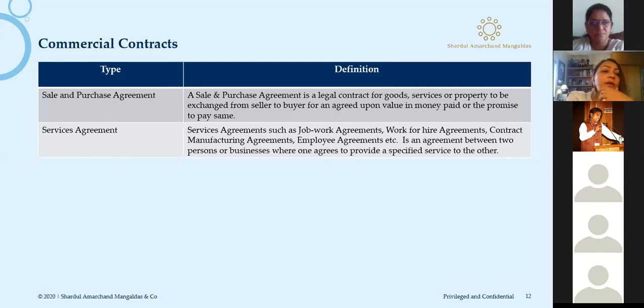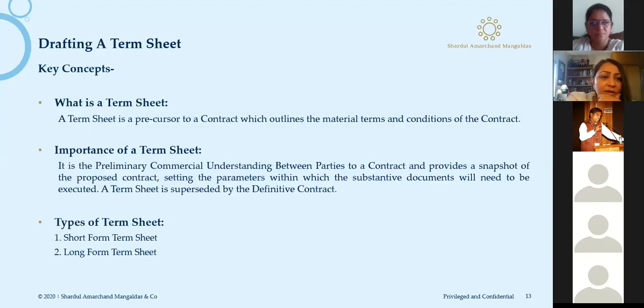Then you have the commercial contracts. Commercial contracts can be a sale and purchase or a service related contract. All of these again have to set out very clearly who the parties are, what their roles are, what the contract is for, what the obligations are. We'll just come to that right now.